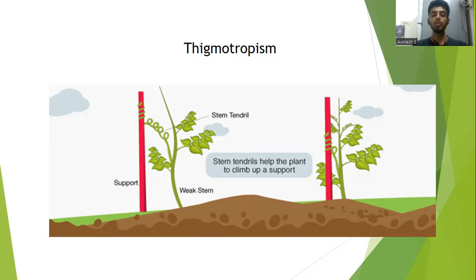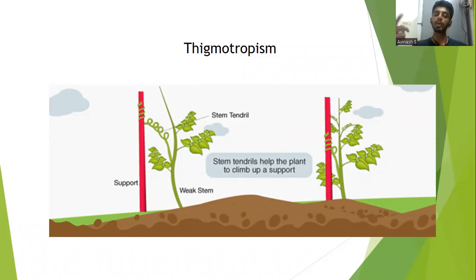thigmotropism. Now, for example, if you consider plants which are in the form of creepers, like pumpkin or some melons, the creepers will have tendrils, as you can see. Sometimes the tendrils are so soft and slender, they need a support to grow. We have all seen grapevines, how they are grown. There are sticks that are provided by the farmer to support the plant.